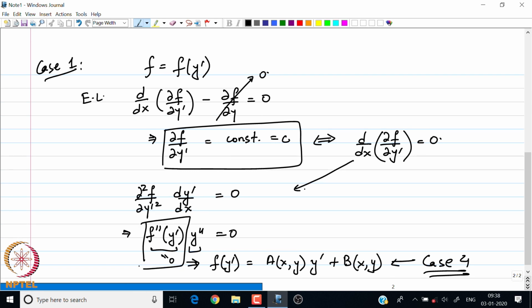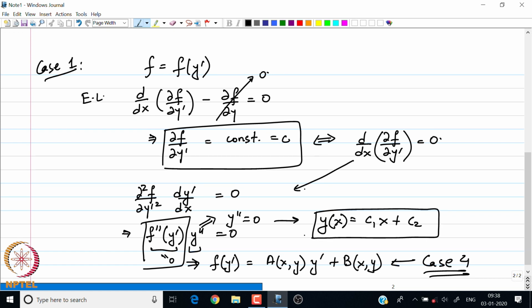So, which means we are only left with the fact that y double prime is 0, and in this case we get that the extremal y satisfies an equation of a straight line, right. So, C1x plus C2. So, we see that in this particular case the extremals are always straight lines, right, and we have seen some examples in this case. Let me just recap some of the examples.